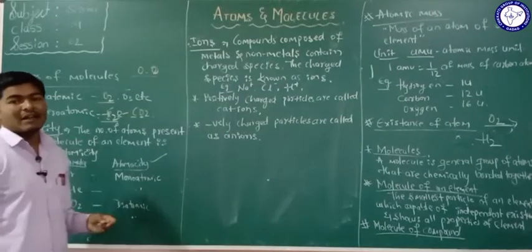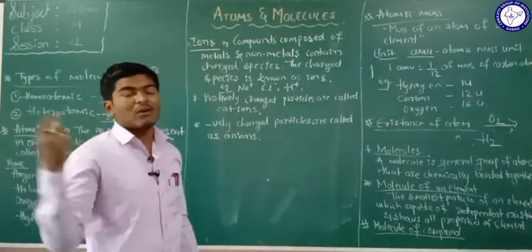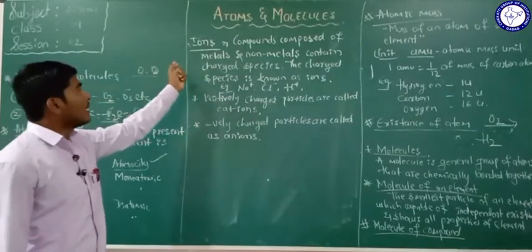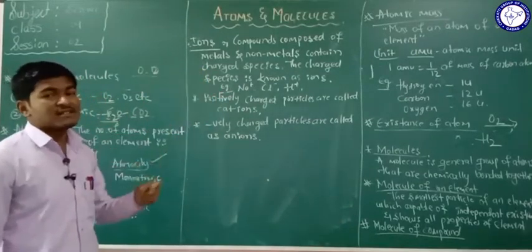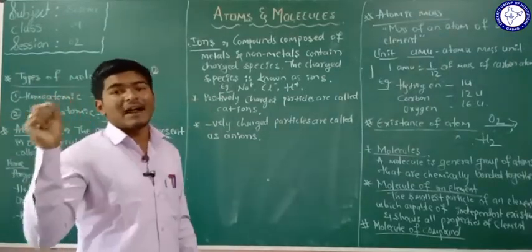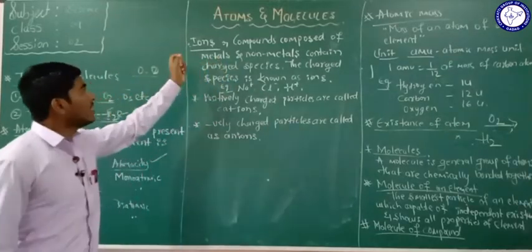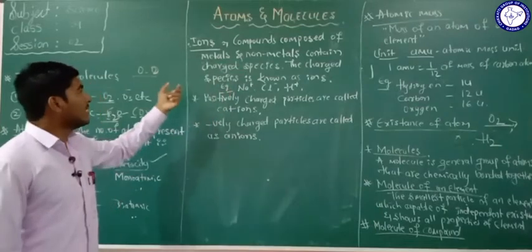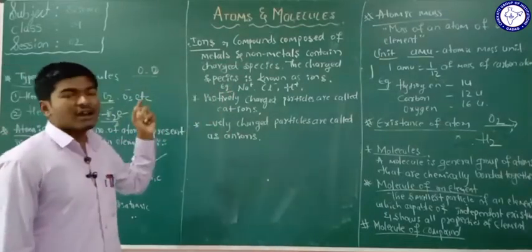Then one important concept here: ions. What is meant by an ion? You have to remember here, ions are nothing but the charges present on the atom. The compounds composed of metals and non-metals contain charged species. The charged species is known as ions.